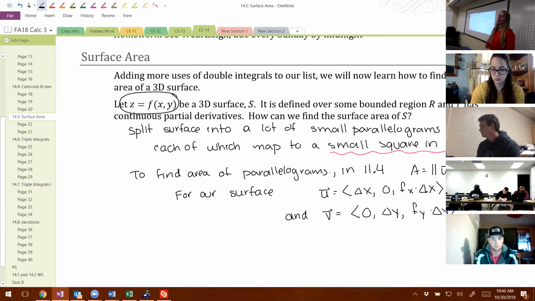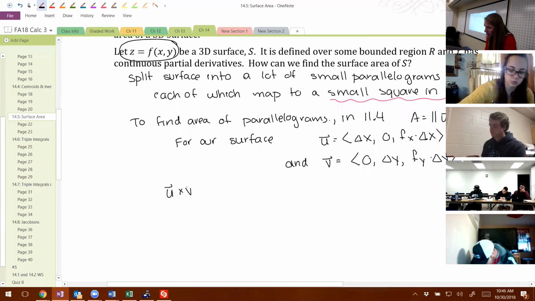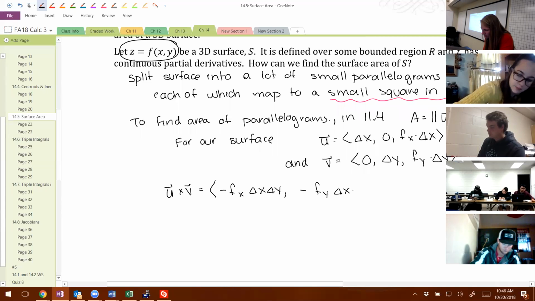We won't go through and find the whole cross product, but you guys know how to find a cross product. If you were to do the cross product of u cross v, eventually what we would come up with is this. Remember, cross products give a vector, so we still get a vector out of this. We have negative partial with respect to x times delta x delta y, negative partial with respect to y times delta x delta y, and then just delta x delta y for the last term. Feel free to work it out on your own, but we'd eventually come up with this.